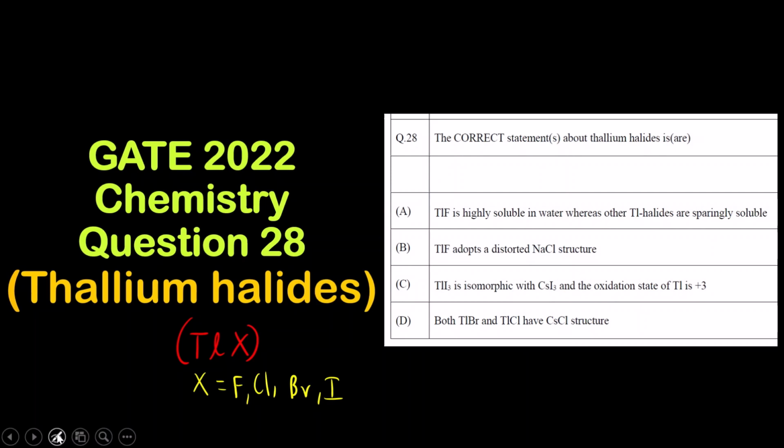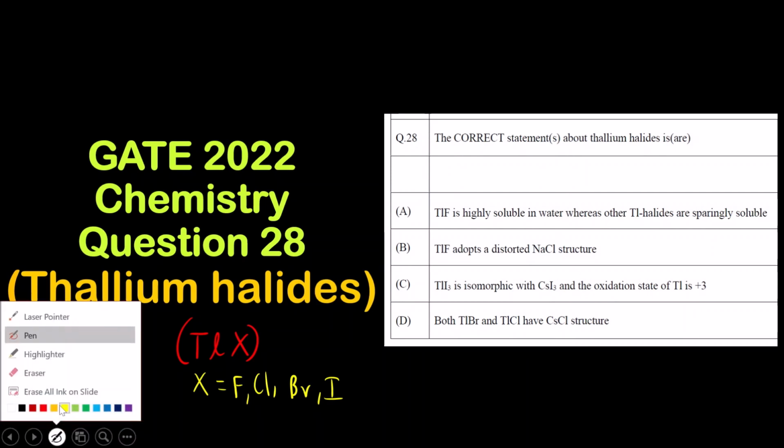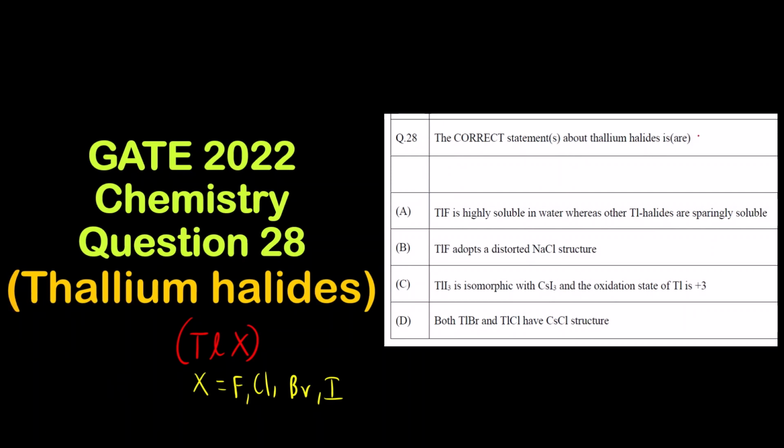The correct statement about thallium halide is or are. Is or are means this is again an MSQ type of question, multiple select type. This is a theoretical question. In MSQ type of question, there is no negative marking. So even if you have the slightest idea about the topic of thallium halides, you take your intelligent guess and mark whichever options you feel appropriate.